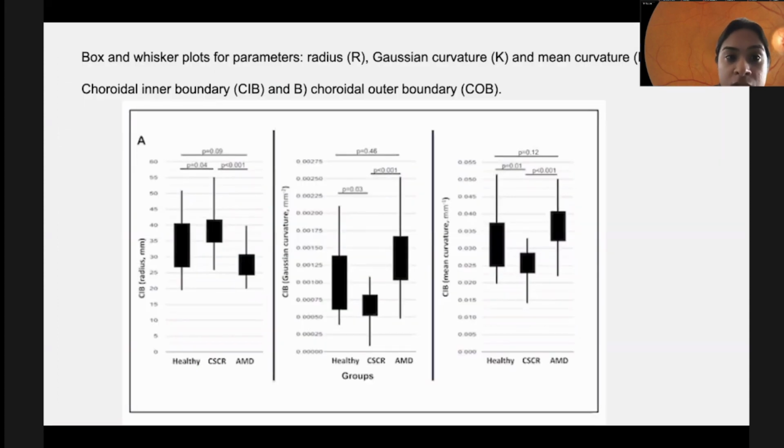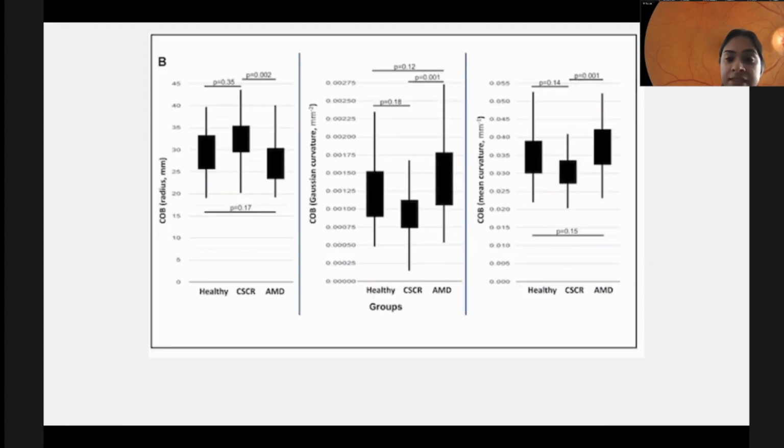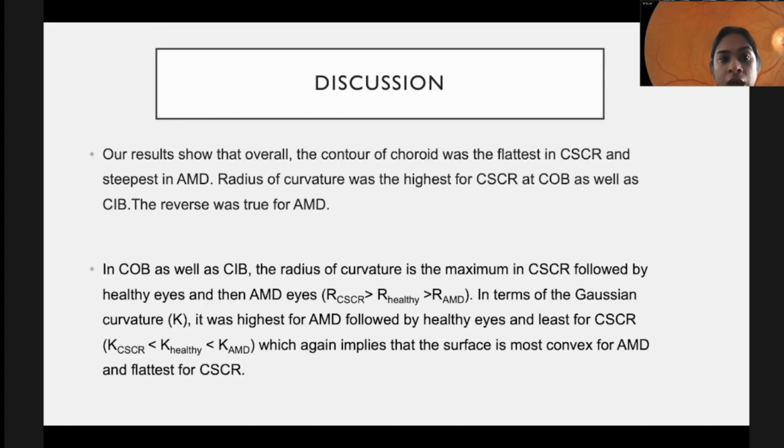These are box and whisker plots for radius of curvature, Gaussian curvature, and mean curvature, showing the statistically significant results and the p-values in the three groups. And this is at the choroidal outer boundary. So our results show that overall, the choroid was flattest in central serous chorioretinopathy and steepest in age-related macular degeneration. Radius of curvature was highest for CSCR at COB as well as CIB, and the reverse was true for AMD.